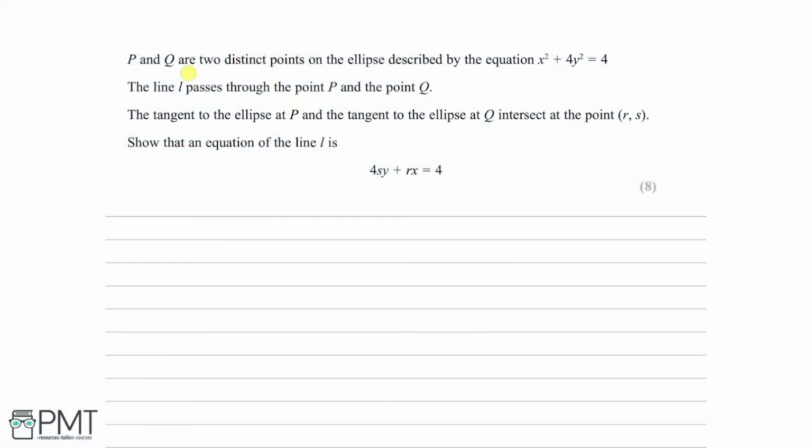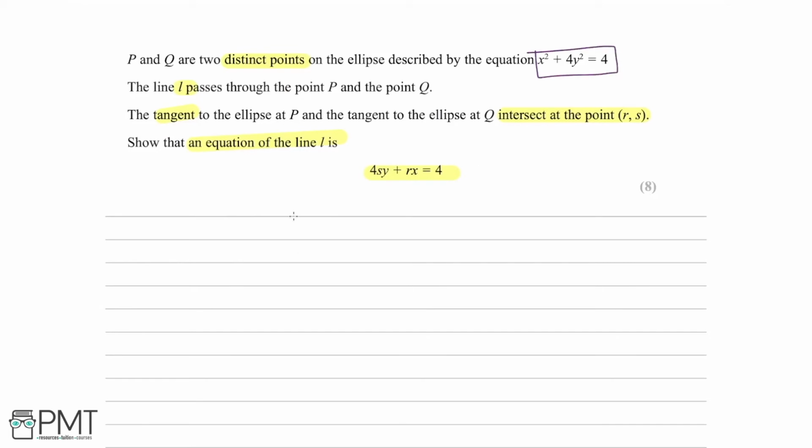In this question, P and Q are 2 distinct points on an ellipse described by the equation x squared plus 4y squared is equal to 4. We're given that the line L passes through the point P and the point Q. We also know that the tangent to the ellipse at P and the tangent to the ellipse at Q intersect at the point R(r, s). Thus, we need to show that an equation for the line L is 4sy plus rx is equal to 4.